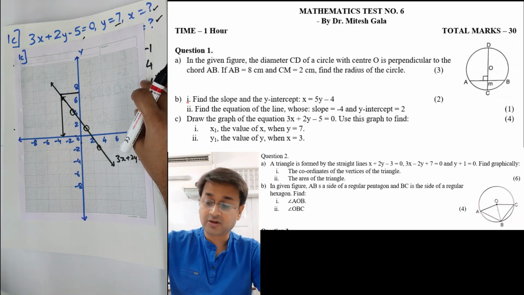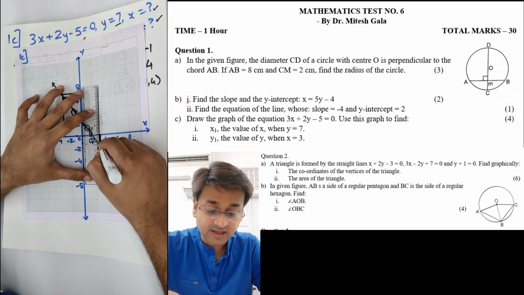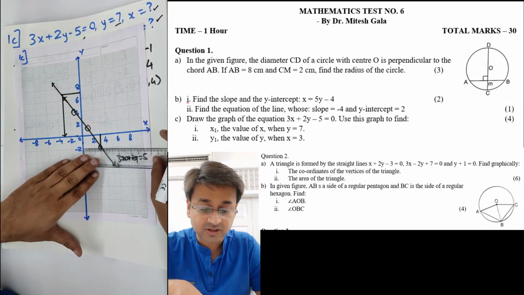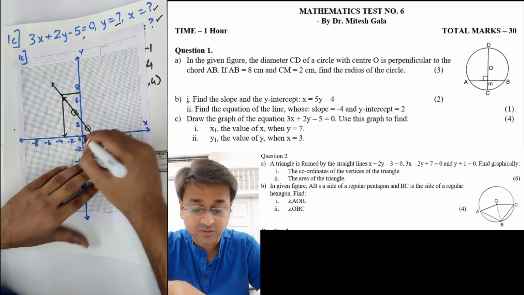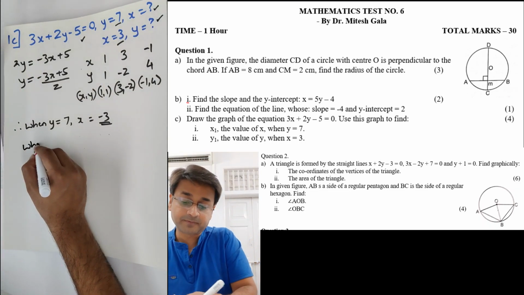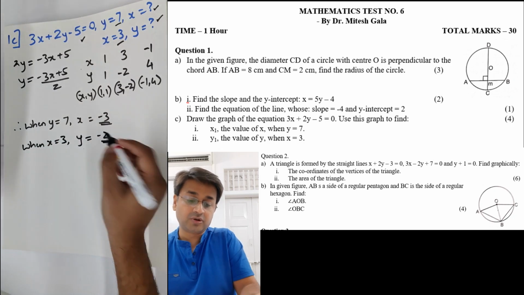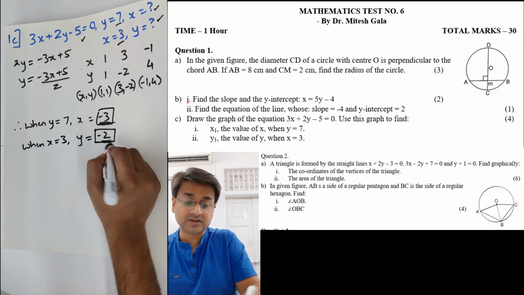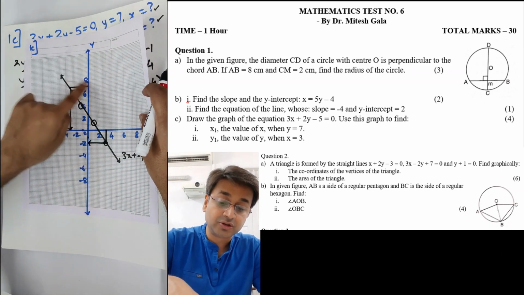Next one, x is equal to 3. So if x is 3, we've already got that point. So the answer is definite for us, which is minus 2. But you are expected to draw these lines. If you do not show these lines, 1 mark lost straight away. So here we will say when x is equal to 3, y is equal to minus 2. So we got the two answers. How? Obviously from the graph. And you need to show these two lines, okay?